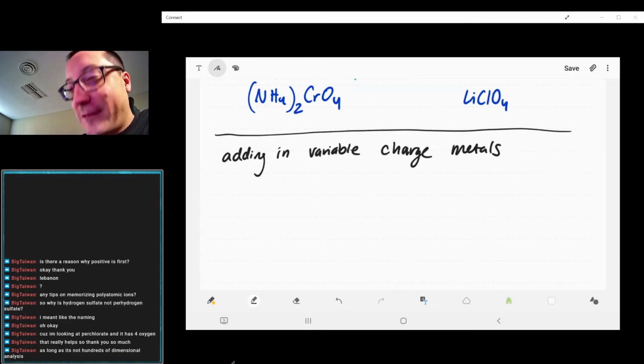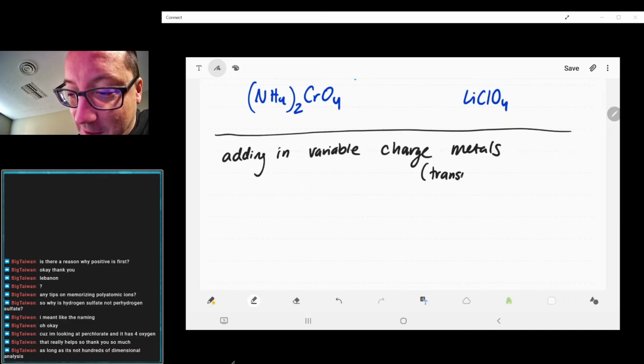So, okay. So variable charge metals, typically those are going to be your transition metals. Most transition metals, in fact.